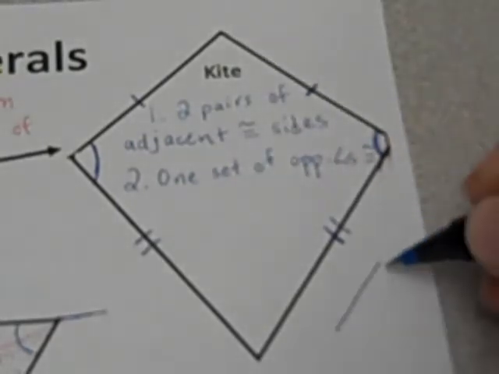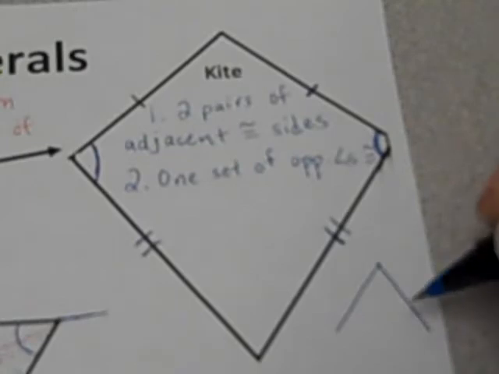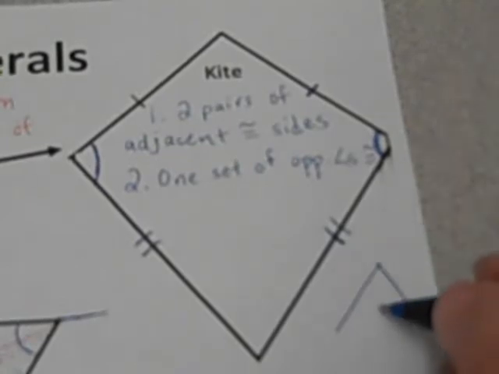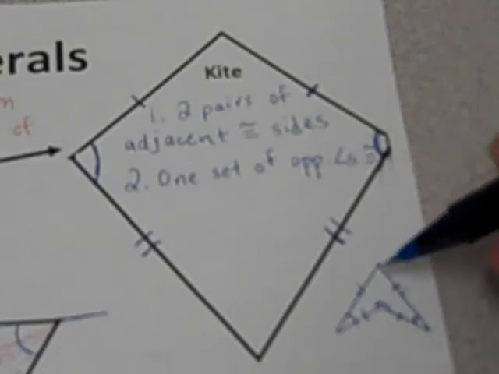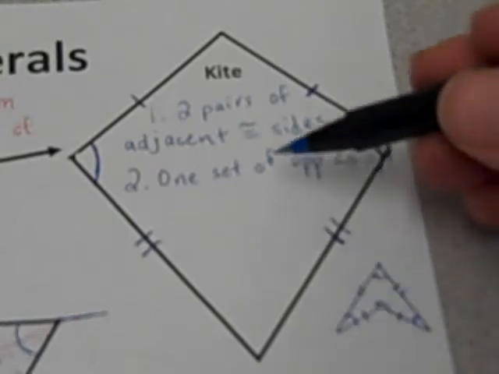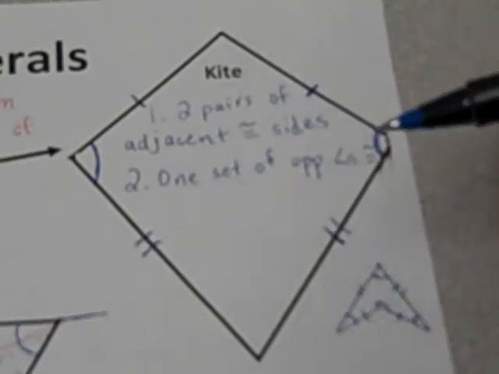And in addition, we also know kites can be drawn something like this. If we had that, this angle would be congruent to this angle. This side would be congruent to this side. This side would be congruent to this side. But are those 2 angles congruent? This one and this one? No, they are not. So we cannot say that both opposite angles are congruent.